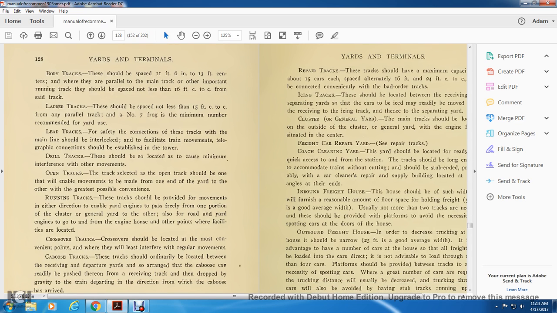Drill tracks should be so located with the minimum interference with the other movements. Open track: the track selected for the open track should be one enabling movements to be made from one end of the yard to the other with the greatest possible convenience.